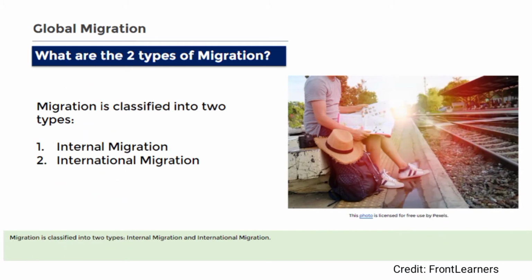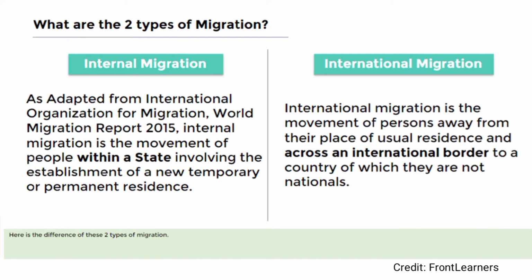What are the two types of migration? Migration is classified into two types. First, internal migration, and second, international migration. Here is the difference of these two types of migration.